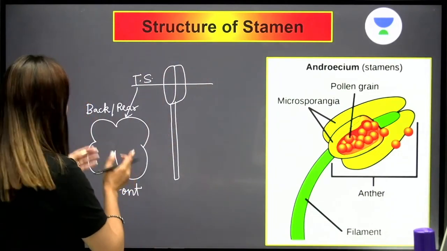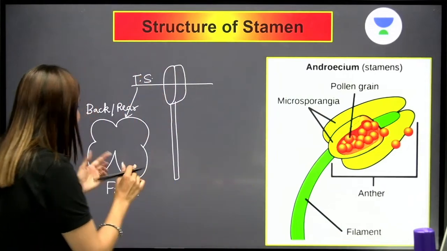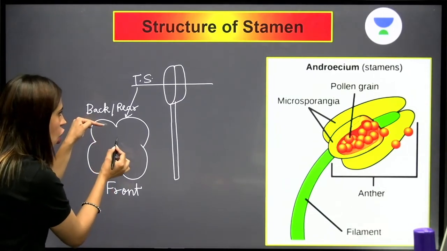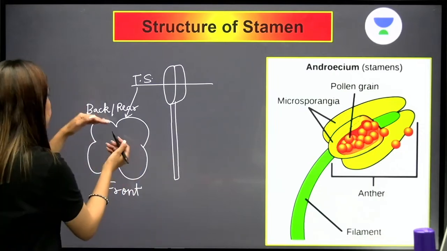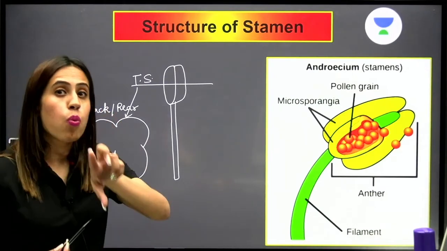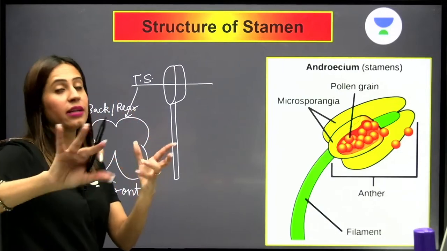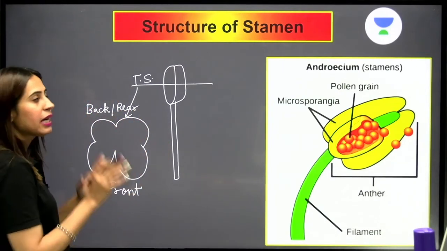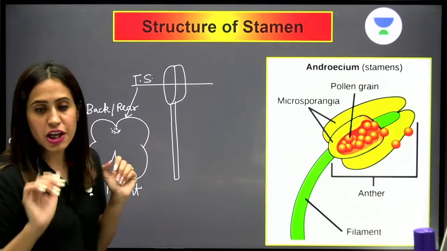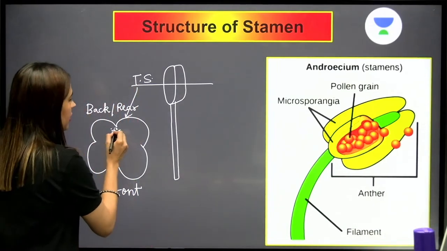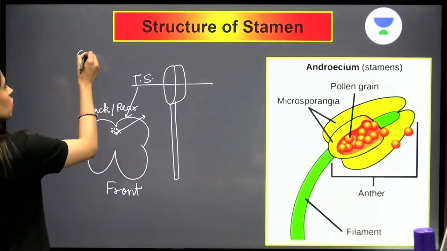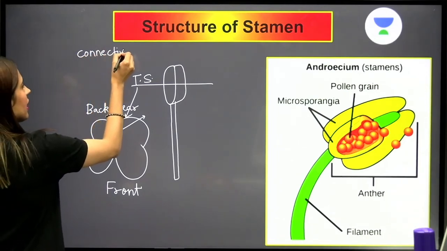Okay. So, the front part, as you can see, is separated, but the back part is not having a big depression. No, the back part is joined. The front part is separated. So, why is the back part joined? Because it is having a tissue. Which tissue? The tissue is known as connective tissue.